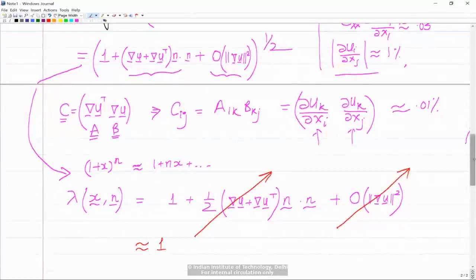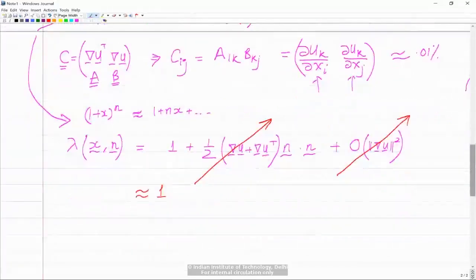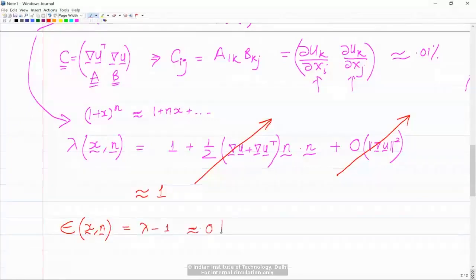The other thing is, once you have lambda like this, then what is your epsilon? Then epsilon of x comma n is simply lambda minus 1, right? Then that is 0. So although deformation is happening, you are getting epsilon to be 0. So we don't want to come to this situation. Therefore, we don't neglect the leading order term in U.